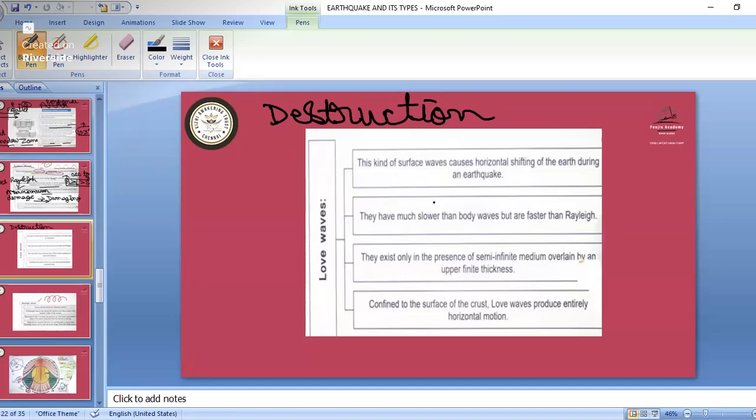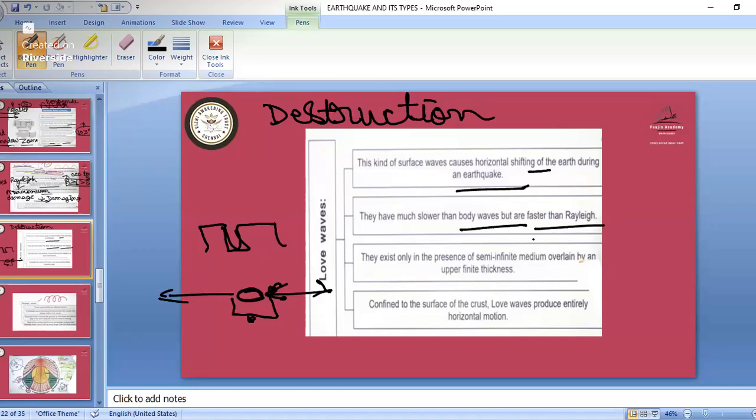Love waves, this kind of surface wave, cause horizontal shifting of the earth during an earthquake, like the block mountain formation. When we have earthquakes, the crust is broken down, both sides move in opposite directions, and we see the lower surface. So the horizontal shifting of the earth happens in Love waves. They are much slower than body waves and faster than the Rayleigh waves.